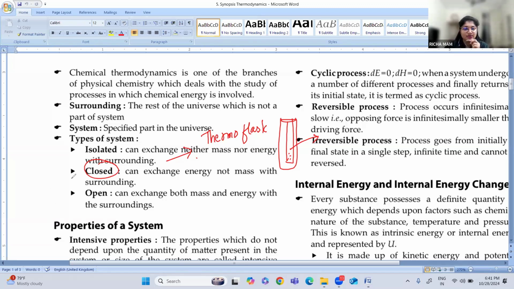So these are the three systems. Please remember the examples for open system, closed system, and isolated system. Very important. Okay, next.